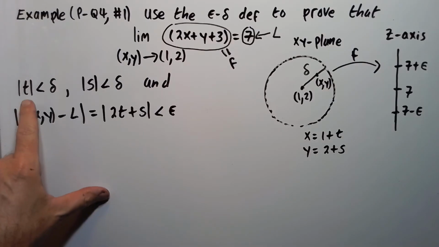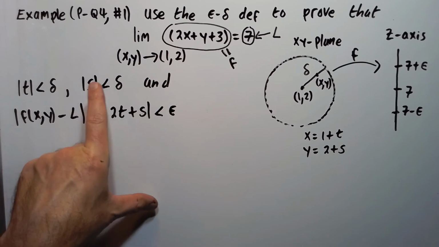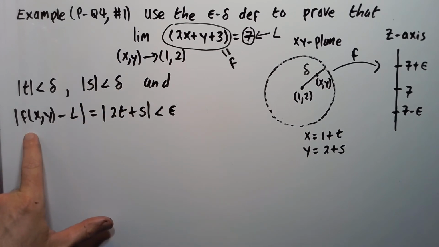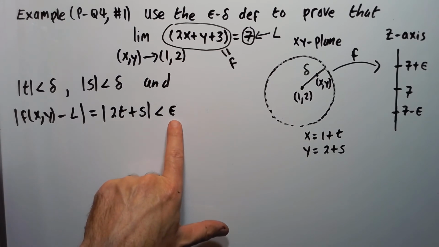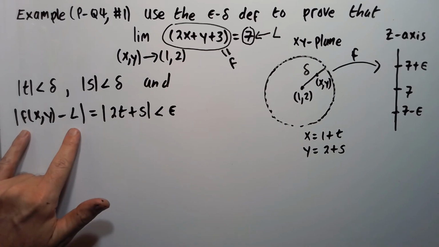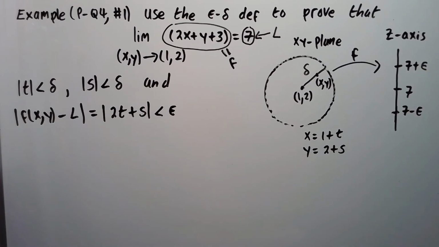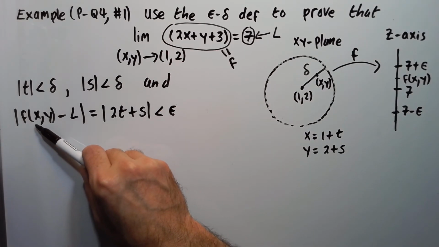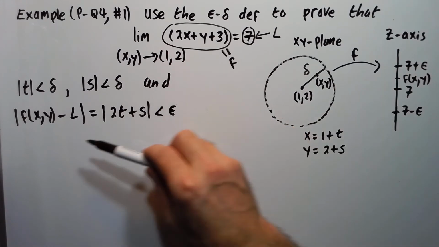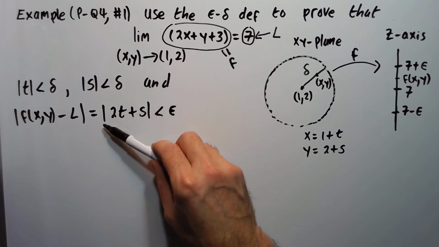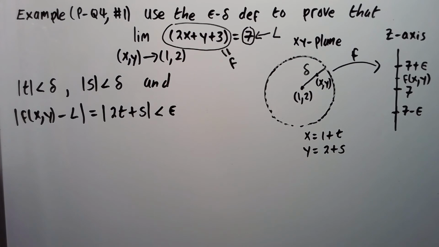Okay, so summarizing, we've shown that the absolute value of t is less than delta, the absolute value of s is less than delta, and the absolute value of f(x,y) minus L we showed is equal to the absolute value of 2t plus s. We want this guy to be less than epsilon. So you put f(x,y) over here. This is saying that your f(x,y) is between 7 minus epsilon and 7 plus epsilon. That's what this is saying here. Now let's make an observation.